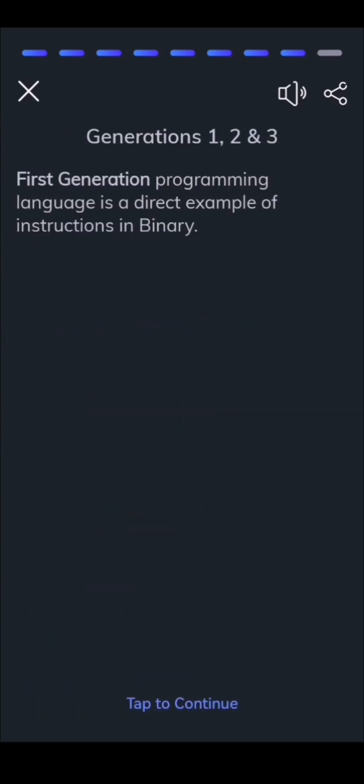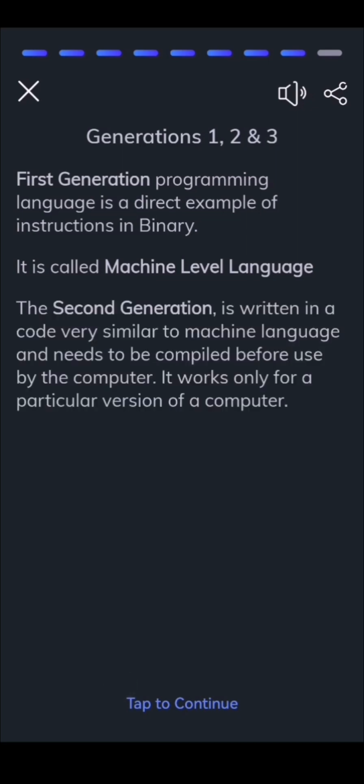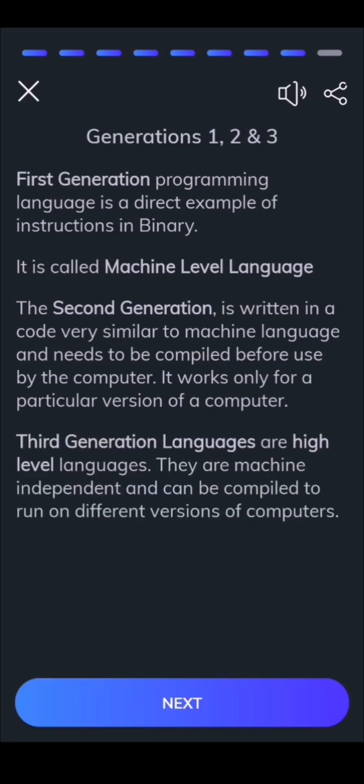First-generation programming language is a direct example of instructions in binary. It is called machine-level language. The second generation is written in a code very similar to machine language and needs to be compiled before use by the computer. It works only for a particular version of a computer. Third-generation languages are high-level languages. They are machine-independent and can be compiled to run on different versions of computers.